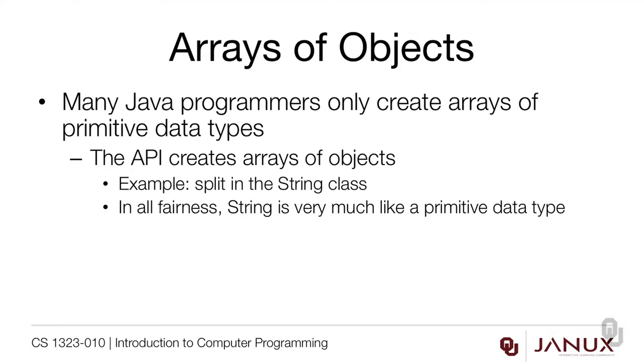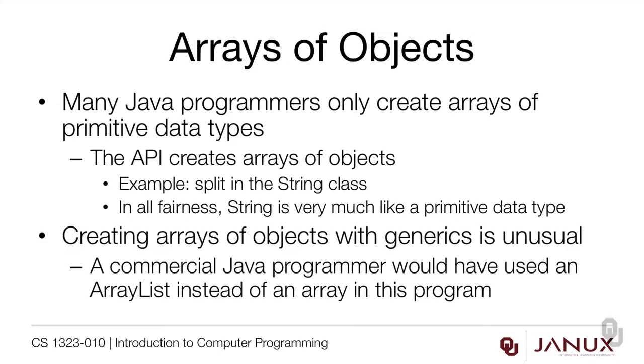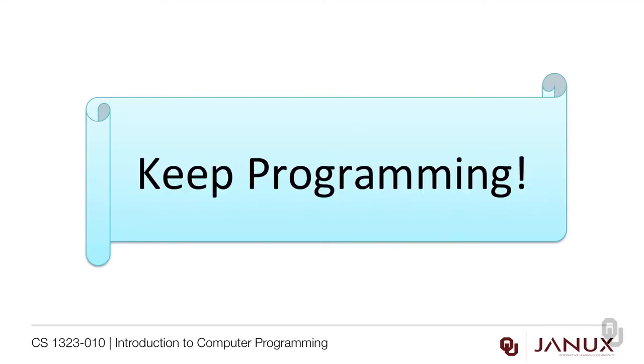Now, in all fairness, string is very much like a primitive data type because it's immutable. But I do want you to realize that arrays of objects are created even in the API, so it's not completely out of bounds. I will say, though, that creating arrays of objects that use a generic is very unusual. A commercial Java programmer probably would have used an array list instead of an array in this program, and that's a modification that you might consider doing too. So keep programming.